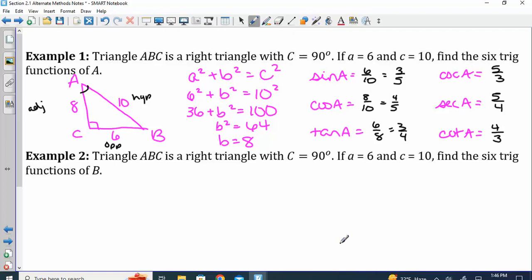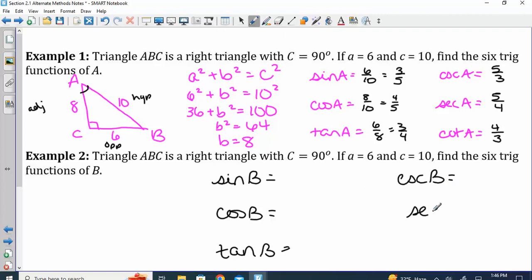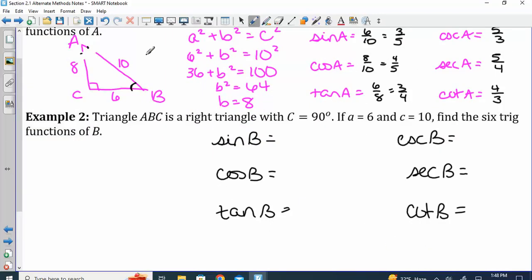Okay, so example 2. I want you guys to do this on your own. It's asking you to use that same triangle, but this time I want the 6 trig functions of angle B. So use the same picture. All that changes is that the hypotenuse is always the same, but if I'm at angle B, side B is now the opposite, and side A is now my adjacent.